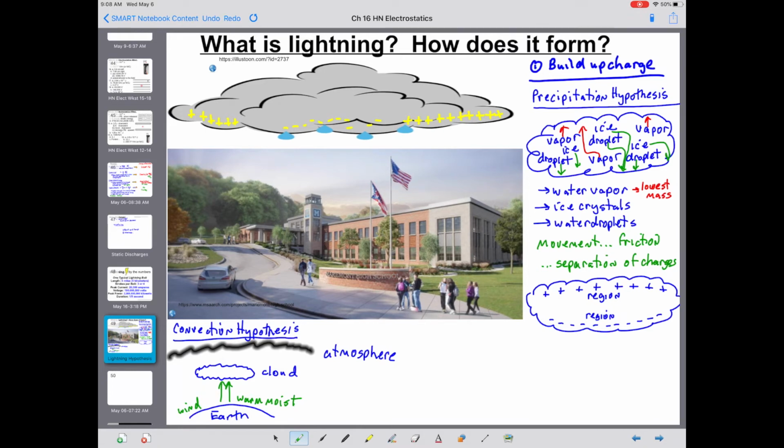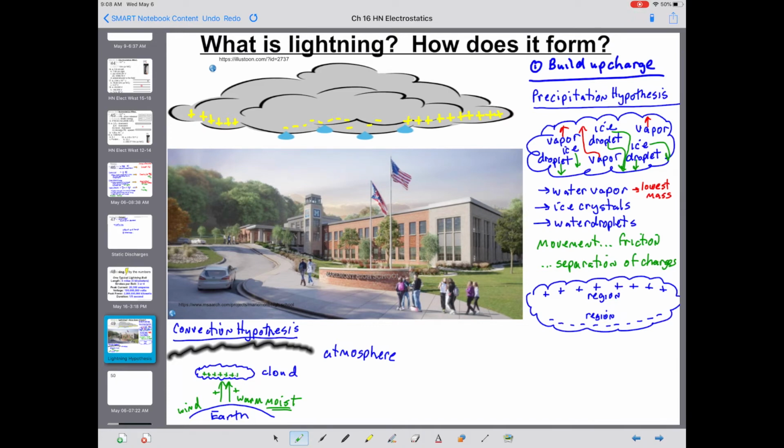That's just basically the air moving, and as the air moves, it will naturally cause friction, which will cause separations of charges. So there are charge regions all over the place near the surface of the earth just because of the moving air. Well, the moisture, just like the vapor in the last hypothesis, tends to carry a positive charge with it. So this warm, moist air, as it rises to form the clouds, is naturally positive.